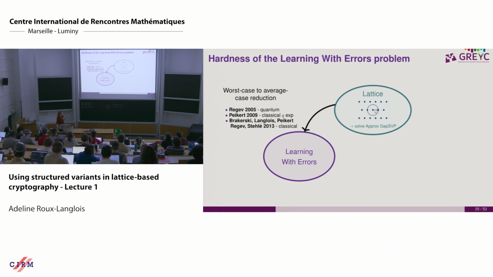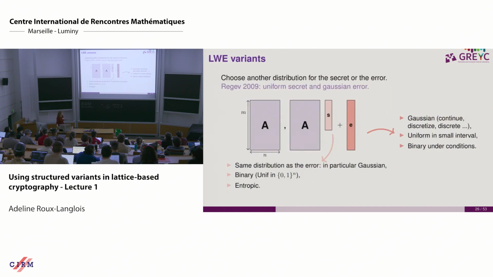So this is for the case with a Gaussian error, but it's not the only case, because after a few years of building constructions, we realized that Gaussian is maybe not the best idea to build constructions, because it's not very efficient, for example. It's not that easy to sample. So you can change the distribution.